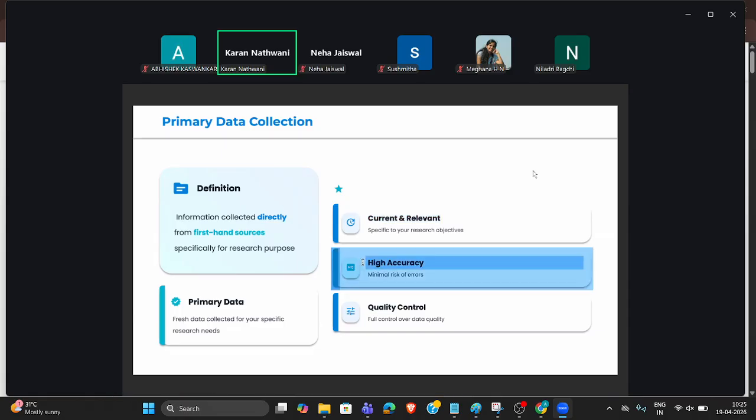High accuracy, and obviously very little risk of errors, because there are no arbitrations, no modifications, nothing has been done to the original source. That's why we always say that you should have an original copy of everything. So your original should be there. Then quality control: you have full control over the data quality, because here you will make sure that the data is absolutely impeccable. There is no error at all, and it is 100% accurate. That's what it is said to be in terms of quality.